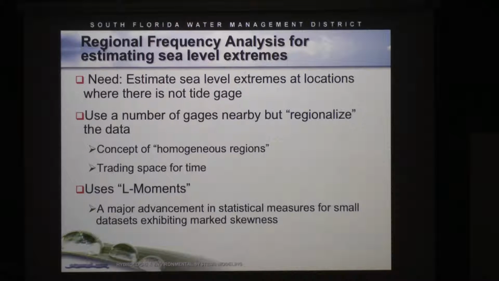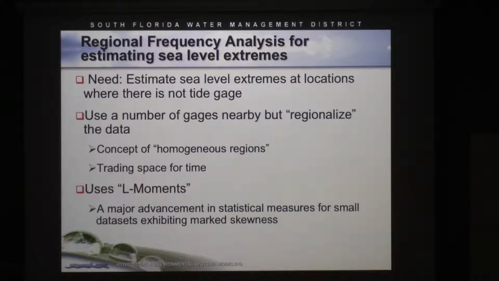In other words, we don't have a tide gauge at this location. I guess there's a Coast Guard station here. I don't know, maybe there is a tide gauge there. But if you don't have a tide gauge, do you have, within a certain radius, similar storm surge characteristics that you could use to define a regional frequency curve for extremes.